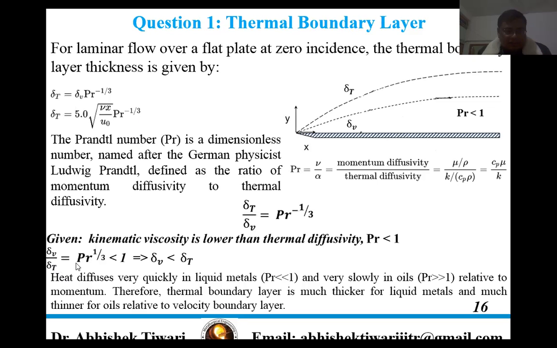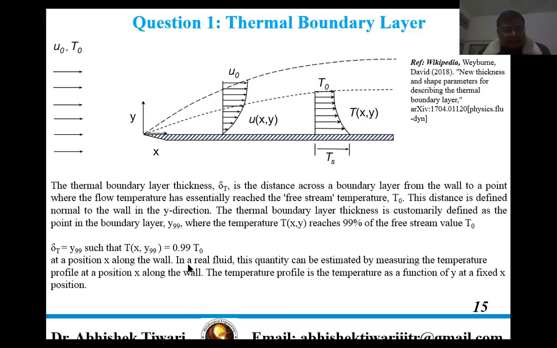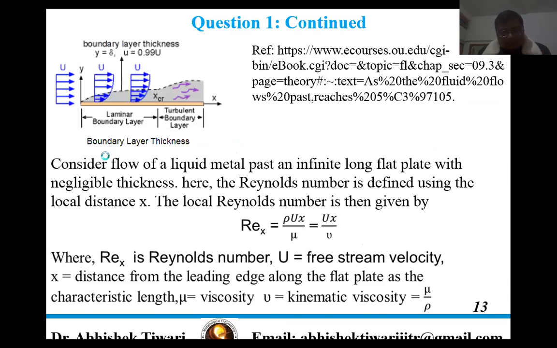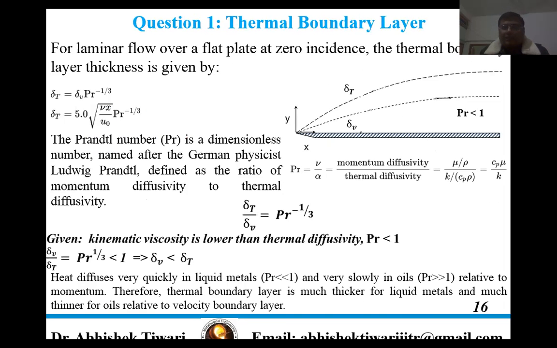So delta V by delta T will be equal to Prandtl number raised to power 1 by 3. If Prandtl number is less than 1, then Prandtl number raised to power 1 by 3 is less than 1. This means delta V upon delta T is less than 1. This means delta V is less than delta T. So the correct answer here is option A. So this means heat diffuses very quickly in liquid metals for Prandtl number less than 1.